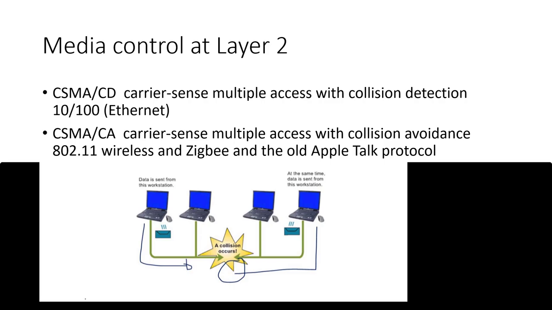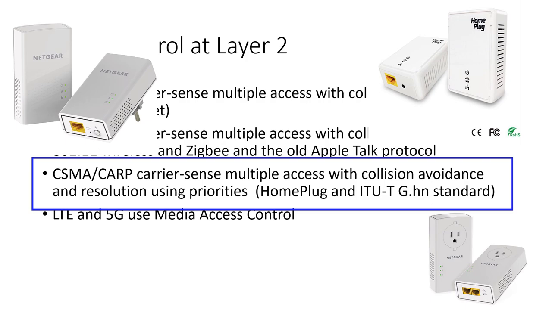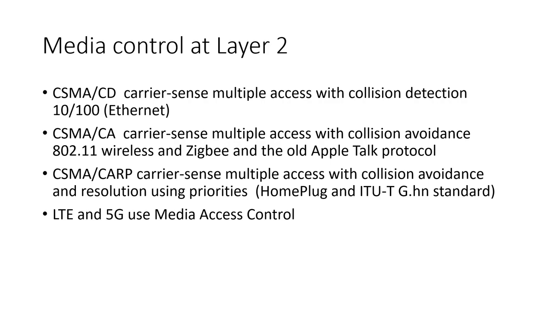Then we have carrier sense multiple access with collision avoidance, which is used in wireless, Zigbee, and for some of you, the old AppleTalk protocol. Then with HomePlug, we have CSMA/CARP, or what they call collision avoidance and resolution using priorities. That is used with the HomePlug technology, network over power. And then LTE and 5G also use media access control. So this is important at layer two.